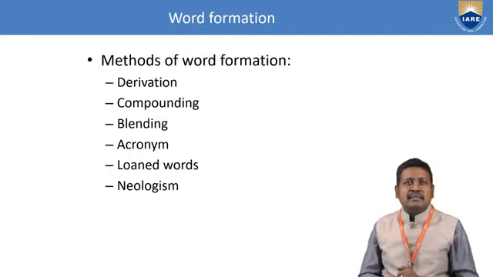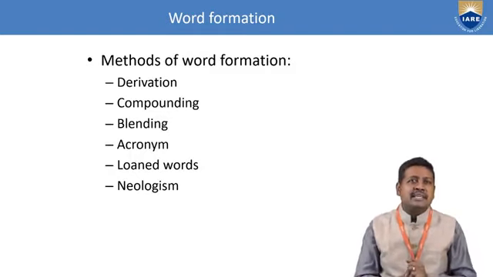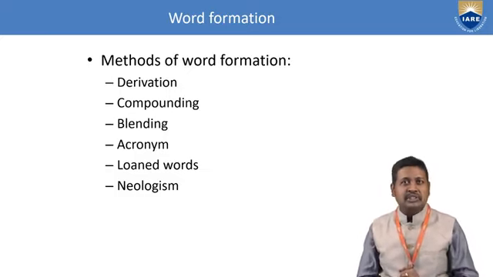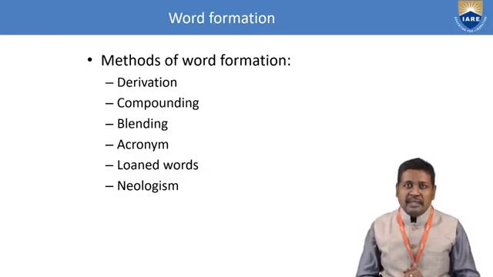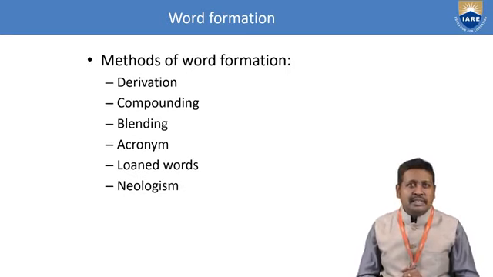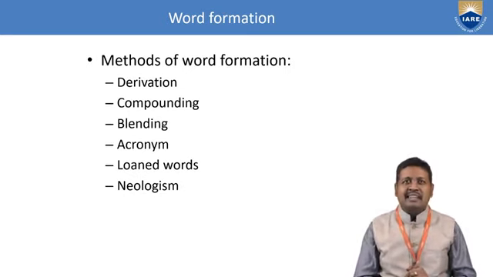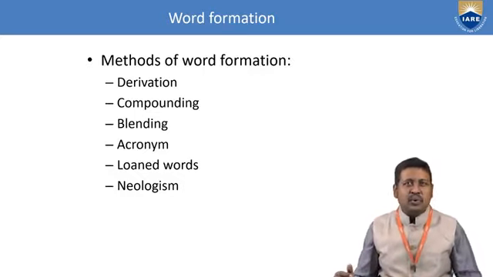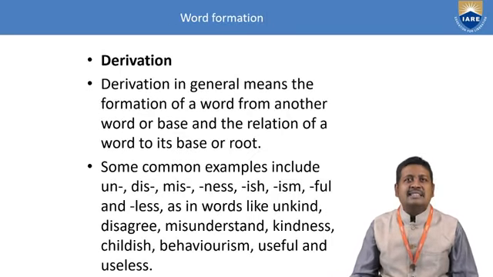There are altogether, broadly, six ways or six methods of word formation. And the six ways are: number 1, derivation. Number 2, compounding. Number 3, blending. Number 4, acronym. Number 5, loaned words. And the last but not the least, number 6, neologism. Let us first of all go and see the first one, that is derivation.